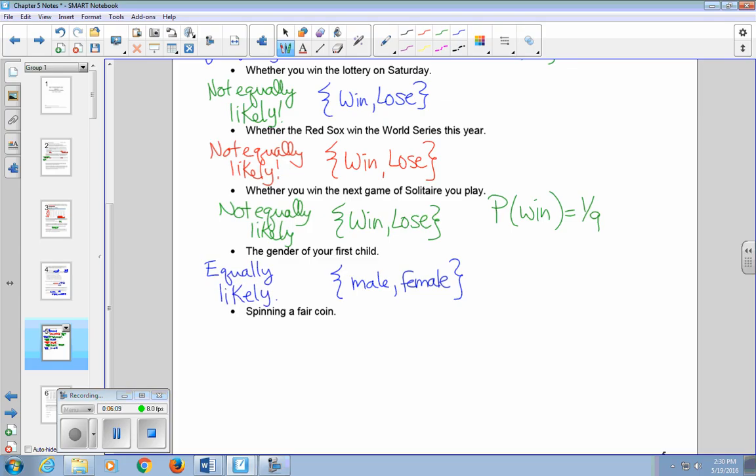Okay, and the last one, spinning a fair coin, a little bit different than flipping, but your outcomes are the same. You either get tails or you get heads. Some people argue that this is not equally likely, but we're going to assume it is for our purposes.